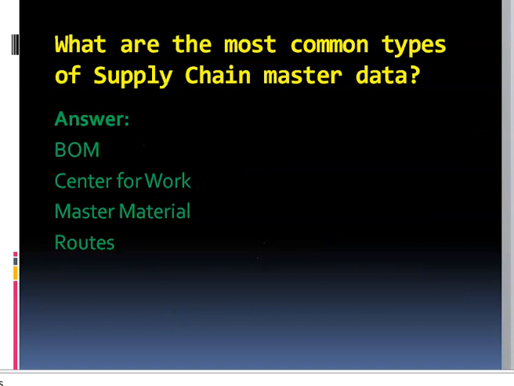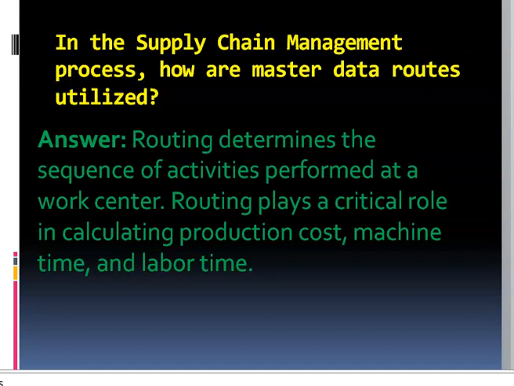What are the most common types of supply chain master data? Answer: BOM, work center, material master, routings. In the supply chain management process, how are master data routings utilized? Routing determines the sequence of activities performed at a work center. Routing plays a critical role in calculating production cost, machine time and labor time.